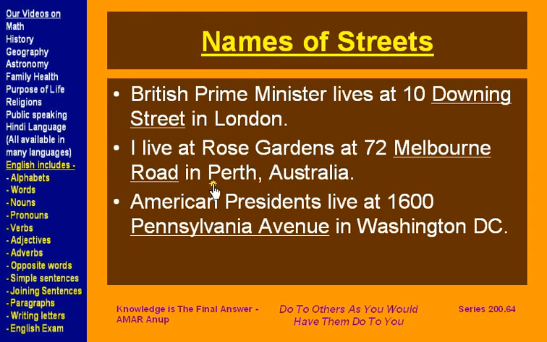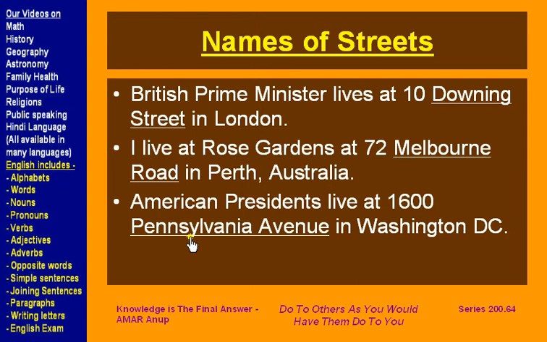Just to tell you that these R in Rose, G in Gardens, P in Perth and A in Australia are also capitalized, and I will talk about those in the next few minutes. But here we are talking about names of streets. So the underlined part is the name of the street, and that's where we are focusing on, that why M in Melbourne is capitalized and R in Road is capitalized, because that is the name of a road.